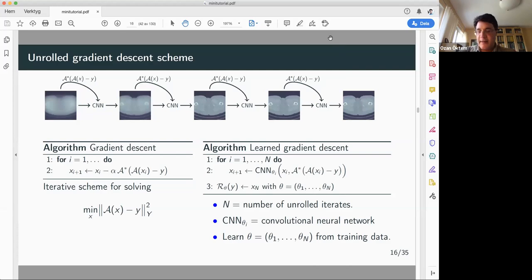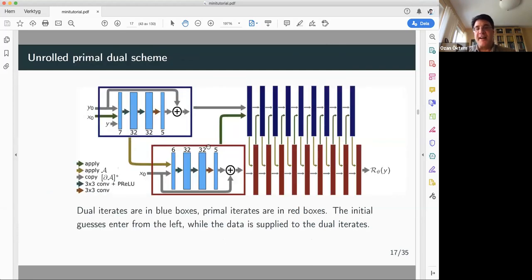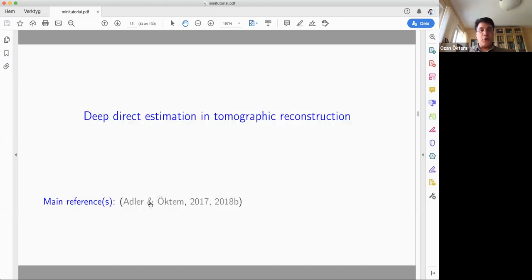Okay, and then finally, this is the computer science way of visualizing it, but I skipped that because I know that many people don't like to understand neural networks in this way. So let's see how this performs for tomographic reconstruction.